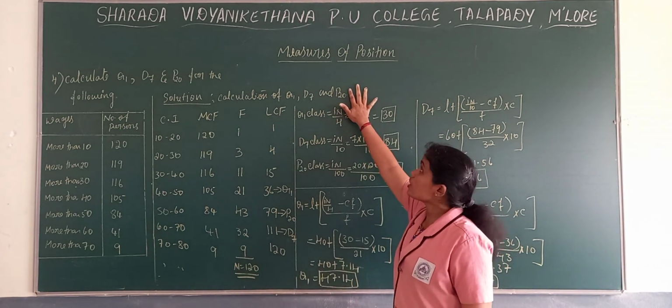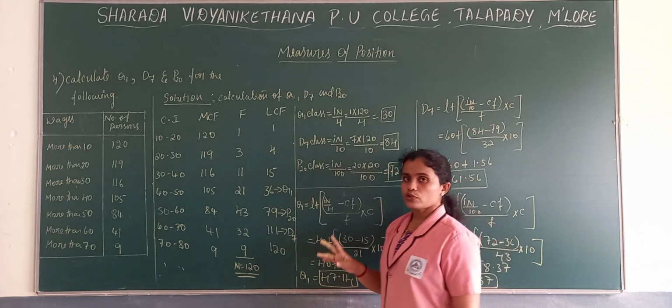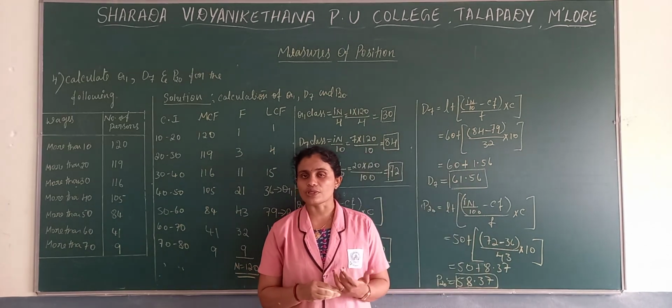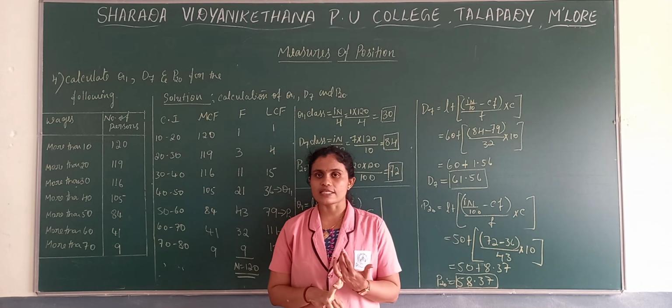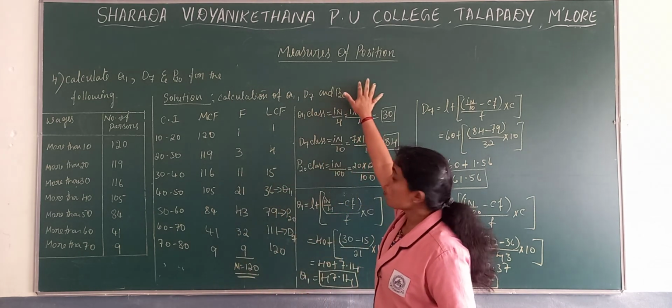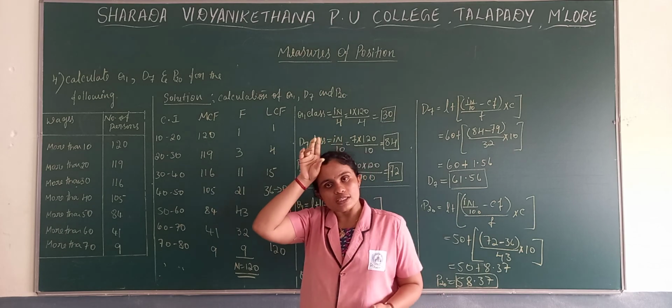So we are done with measures of position now. In case of univariate data, we completed 2 units, that is measures of central tendency or averages, and measures of position. And next we will move towards the next unit.